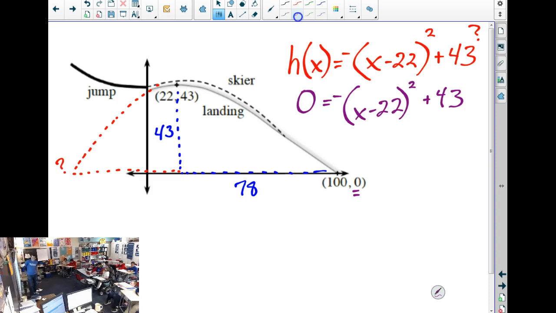So, wait, we can move this over. We can say negative 43 equals, well, the opposite of 100 minus, you said 78. Oh, there's our 78 there. Distance between. Squared. 6084 plus 43. 6127. Equals not the right number. 78 squared is 6084.